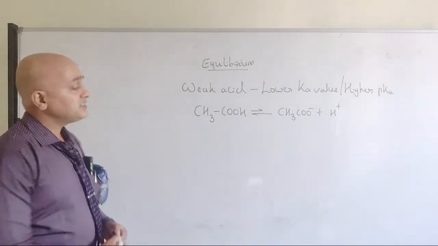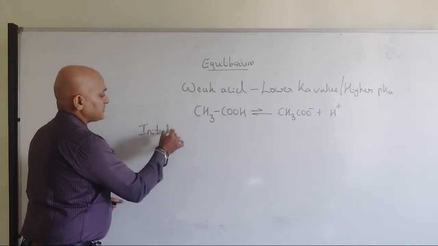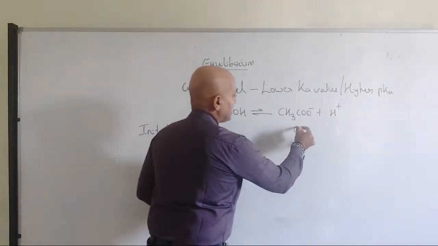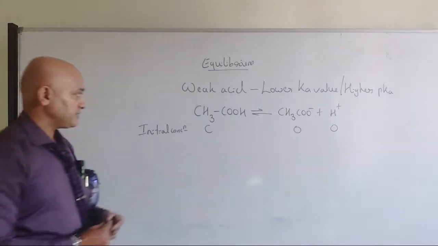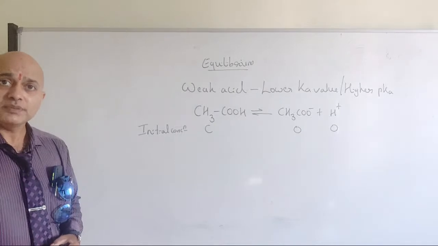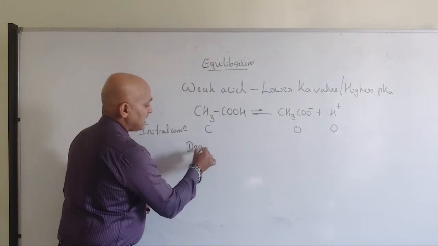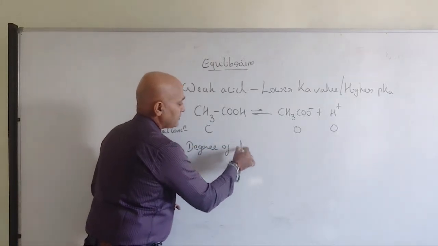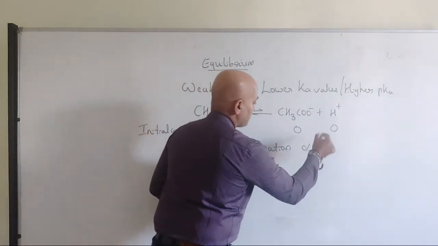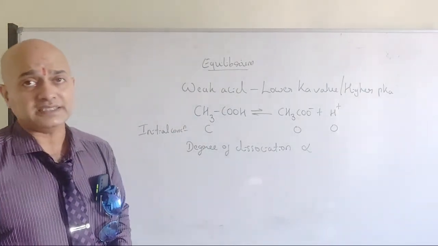Now we will imagine that for the weak acid, the initial concentration can be C, and naturally the initial concentration of the products will be 0. Okay. Now after some time there will be some dissociation, right? So by considering the degree of dissociation as alpha, after some time there will be dissociation of acetic acid, right?